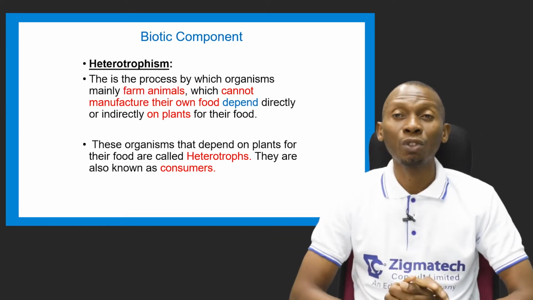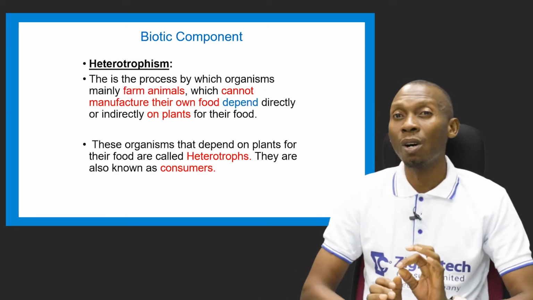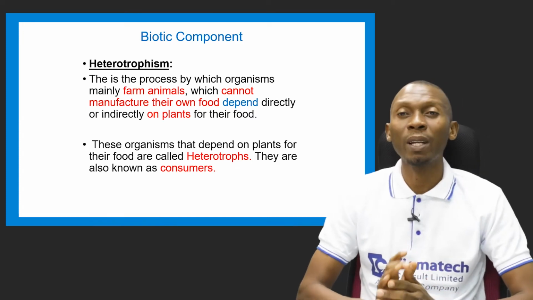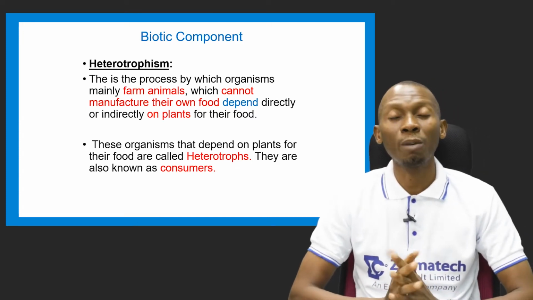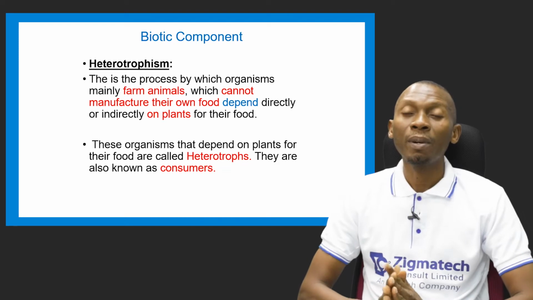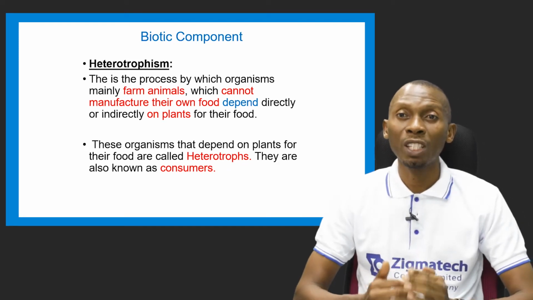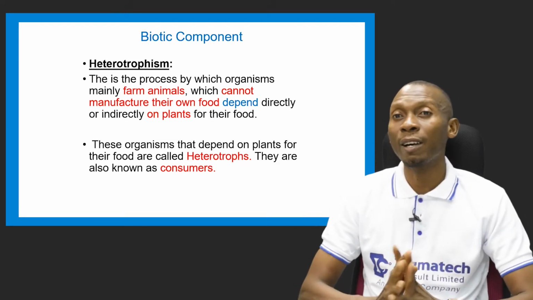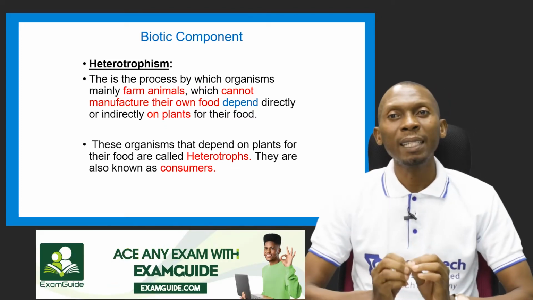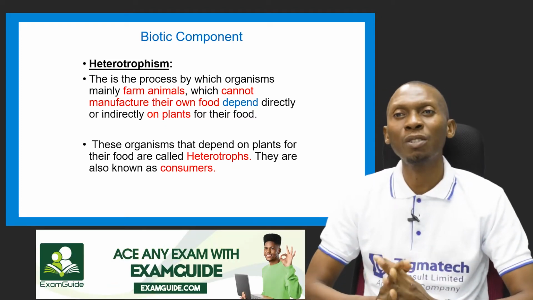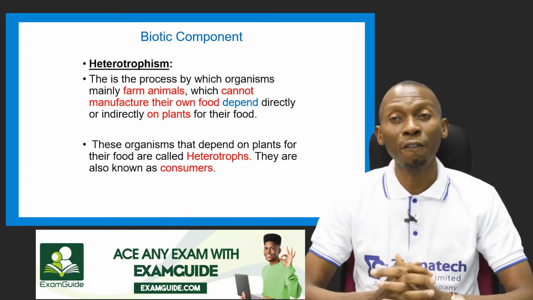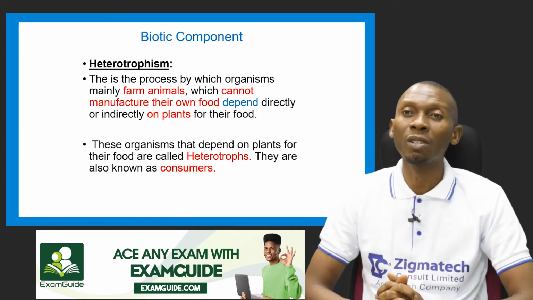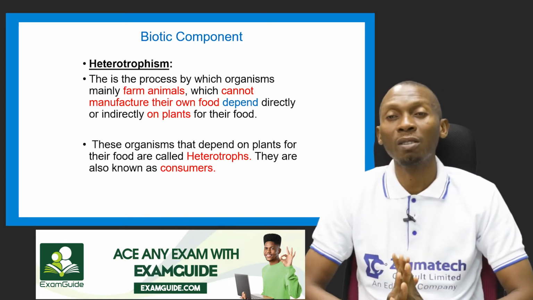Let's look at heterotrophism. Remember, we've talked about autotrophism. Now we're looking at heterotrophism. Remember, I said autotrophism is a process by which organisms manufacture their own food. But in this case, heterotrophism has to do with organisms, mainly farm animals, which cannot manufacture their own food. So you need to take note of that.